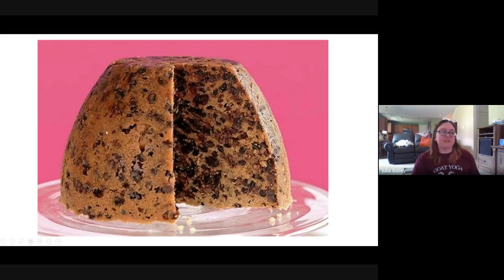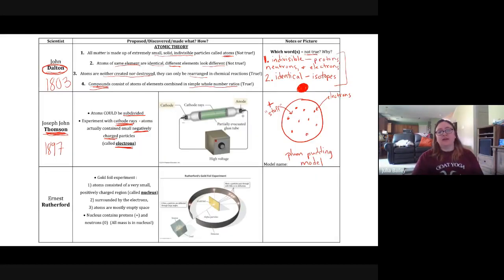And he thought the gooey bread stuff was basically just whatever the positive stuff in the atom must be that kept the negative electrons there. That was the best he could come up with. Maybe because he was a hack, but it's fine. Okay, let's talk about Ernest Rutherford.